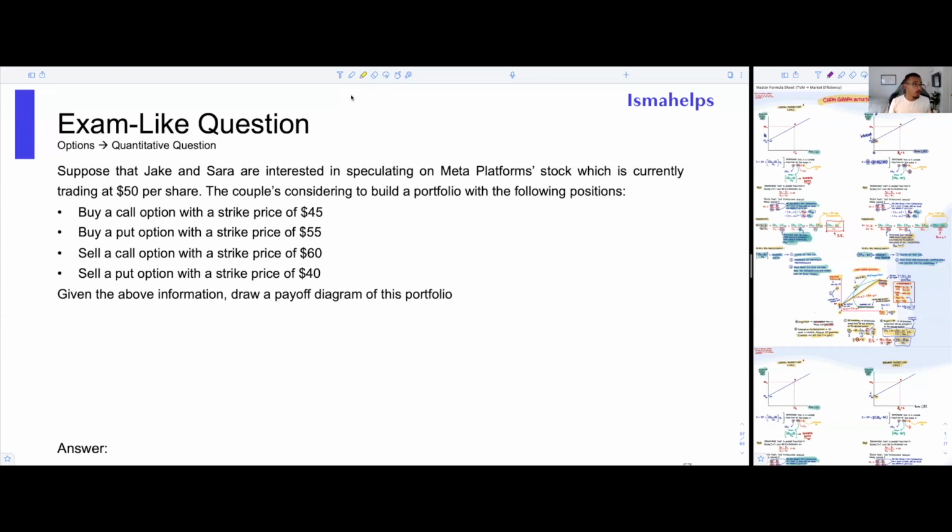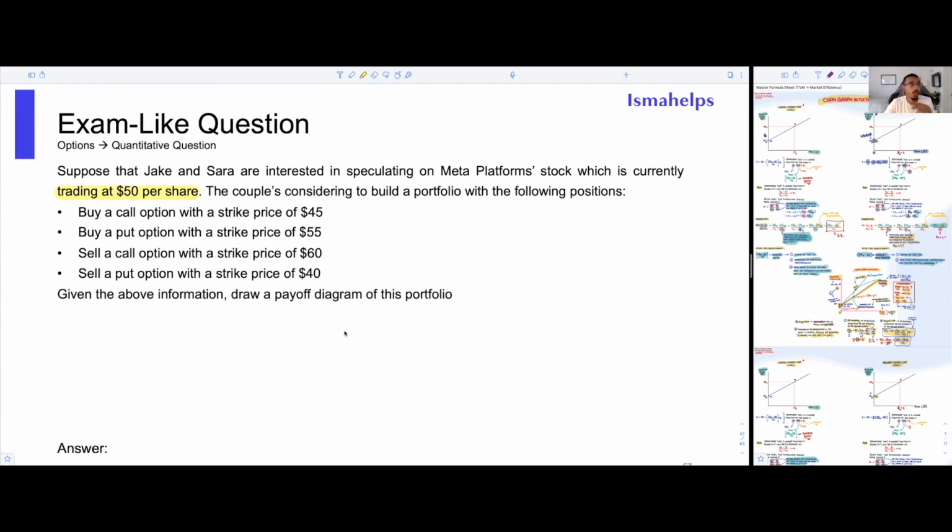So what I need you to do is just follow with me step by step, and you'll be able to learn how to solve for options in a really easy and cool way, while also learning what options are all about. Let's jump into this. So suppose that Jake and Sarah are interested in speculating on Meta Platform stock, which is currently trading for $50 per share. The couple is considering to build a portfolio with the following positions.